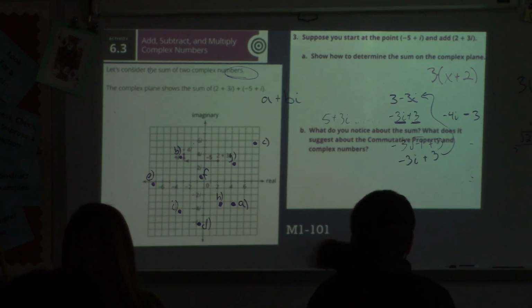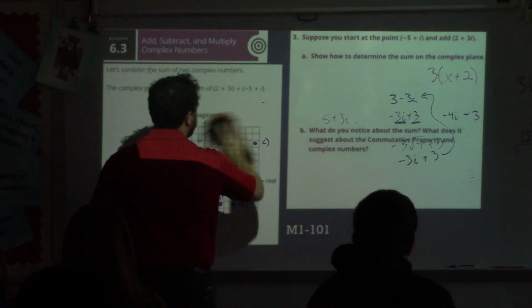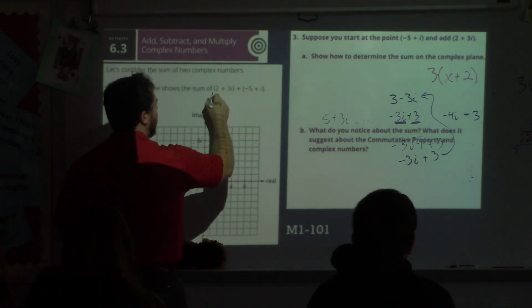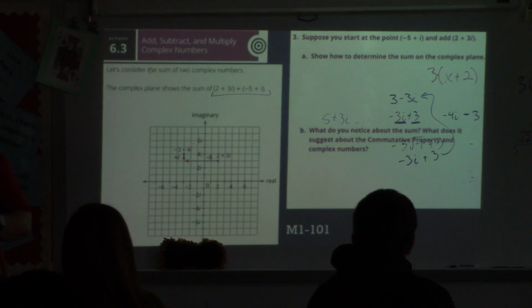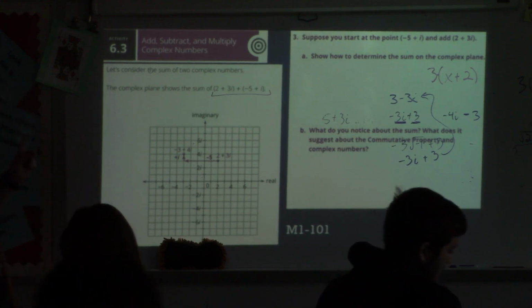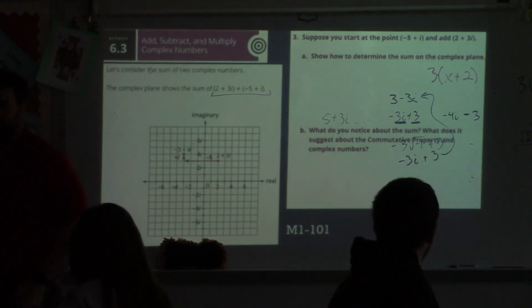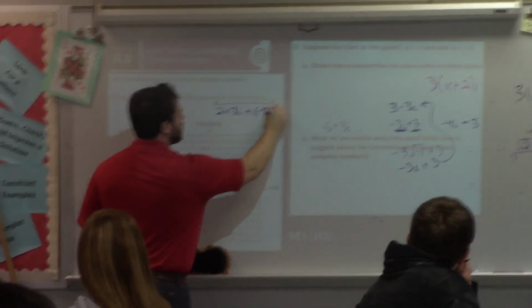I'm trying to think through for the sake of time. Here's what I want us to do. Instead of thinking about it graphically first, I just want you to think logically based on what you know. I want you to add these two numbers together. And then together we will look at it graphically. In 60 seconds, try adding those two numbers together. 2 plus 3i plus negative 5 plus i. Try just adding those two numbers together. Don't pick up that calculator.